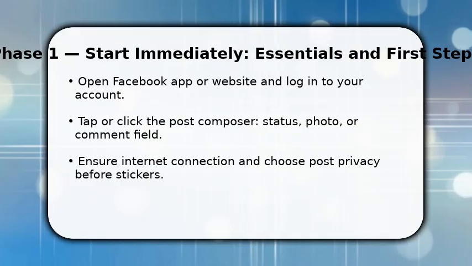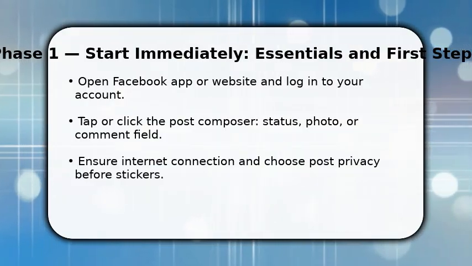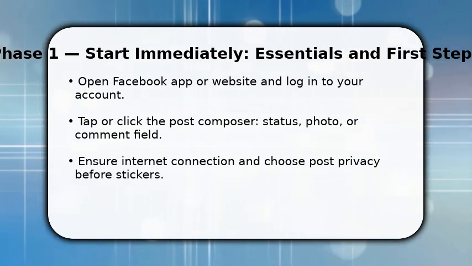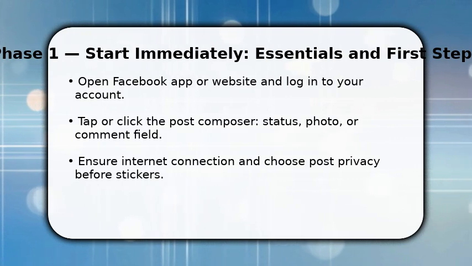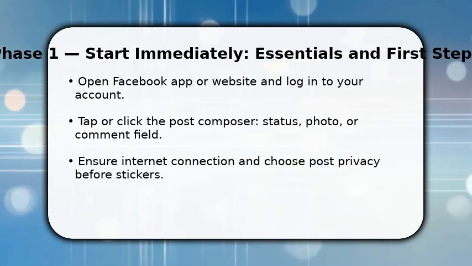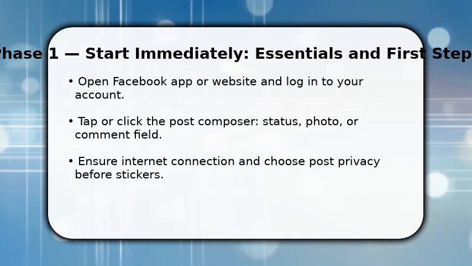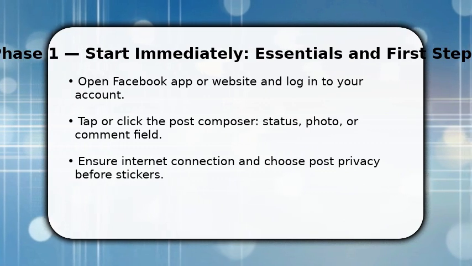Enjoy the video. You start by opening Facebook and navigating straight to the post composer. Don't linger. Once the composer is visible, decide whether this is a status, photo, or comment. Pick the correct field. Make sure your account is logged in and privacy is set how you want it. This affects who sees the sticker.